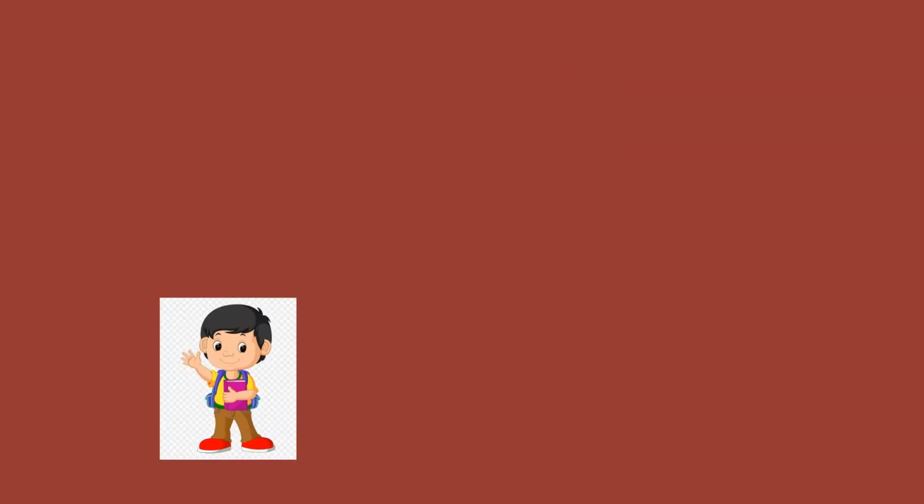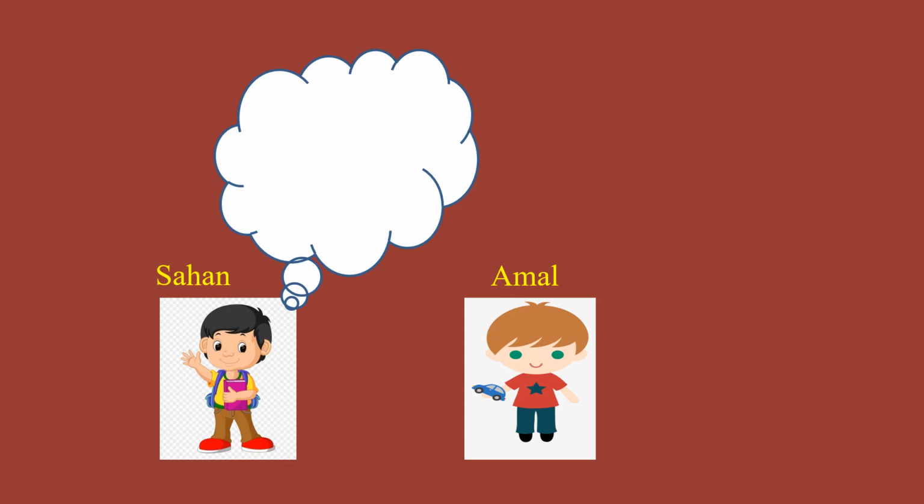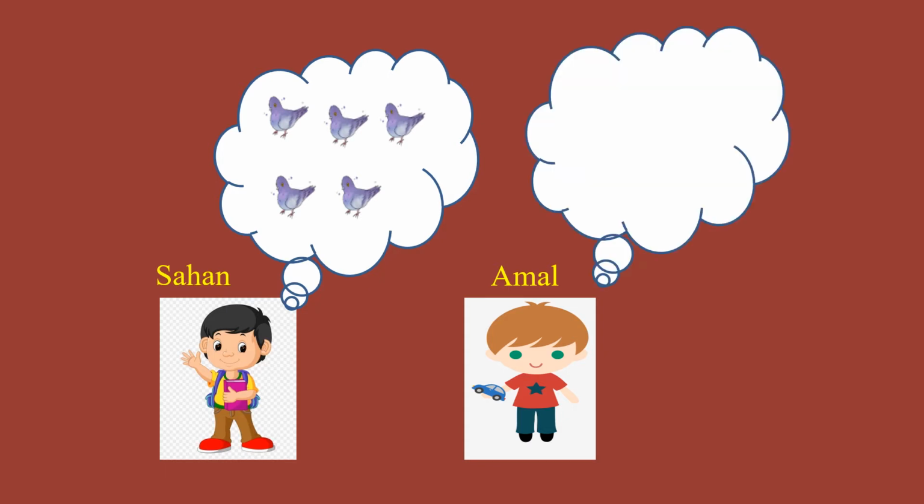Now I'm going to introduce you to two friends. This is Sahan and there's another friend, that is Amal. Now Sahan is going to have some pigeons, so we'll count these pigeons. He has got 1, 2, 3, 4, 5 pigeons. And Amal is also going to have some pigeons. We'll count his pigeons as well. 1, 2, 3, 4. He has got 4 pigeons.